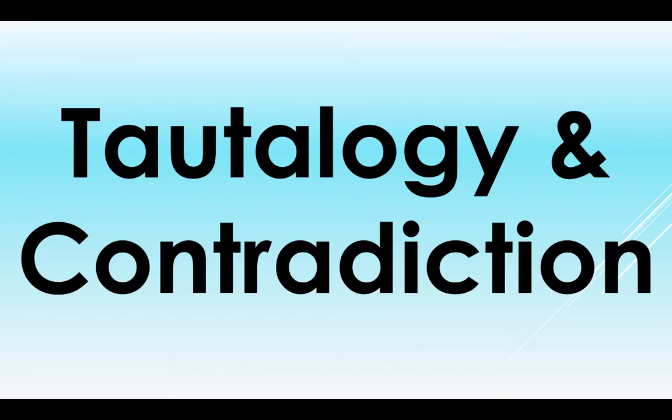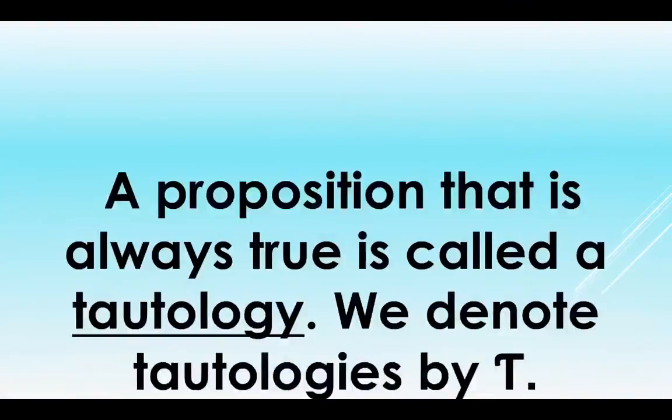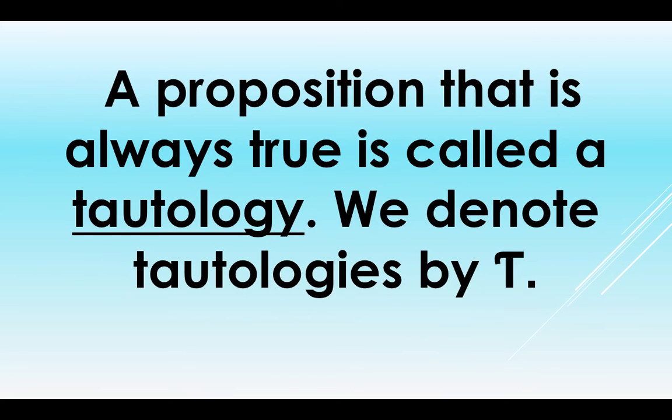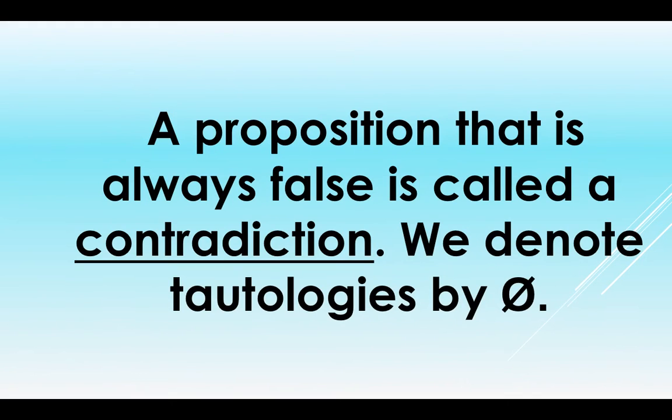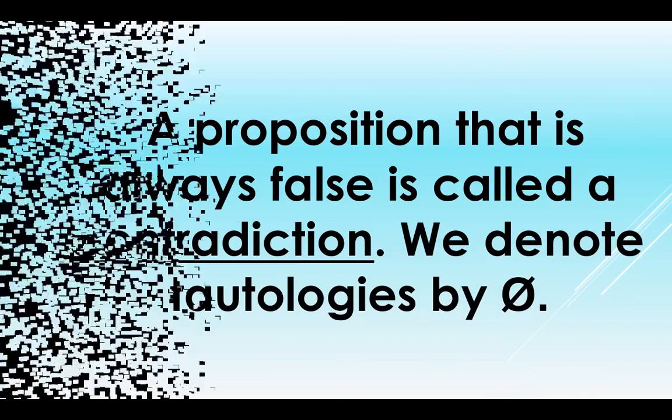So, let's now talk about tautology and contradiction. What is a tautology? A proposition that is always true is called a tautology. We denote tautologies by T. And what's a contradiction? A contradiction is a proposition that is always false. We denote contradictions by null, or 0.